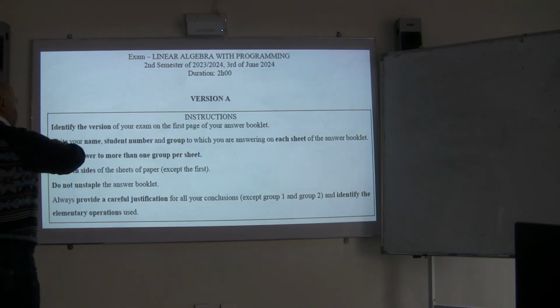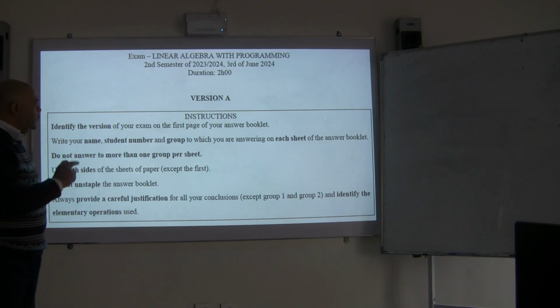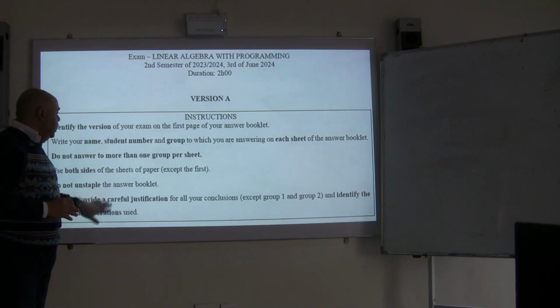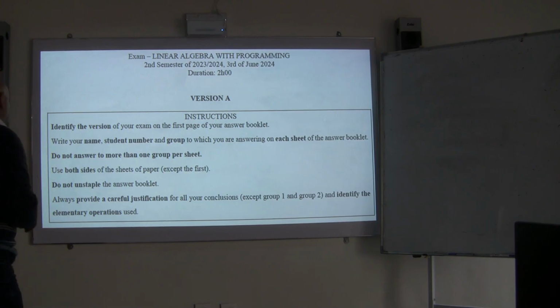Okay, identify the version of your exam on the first page of your answer booklet. Just write which version you are. Write your name, student number, and the group. Of course, I will need the ID. I'm talking about the discipline ID for the Cairo campus students.